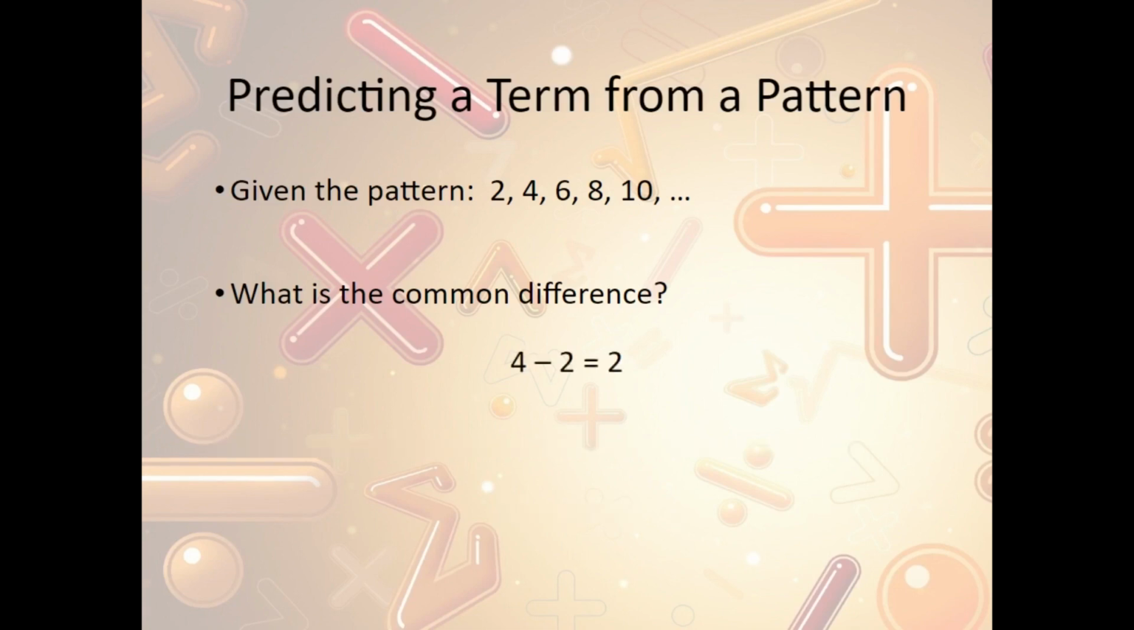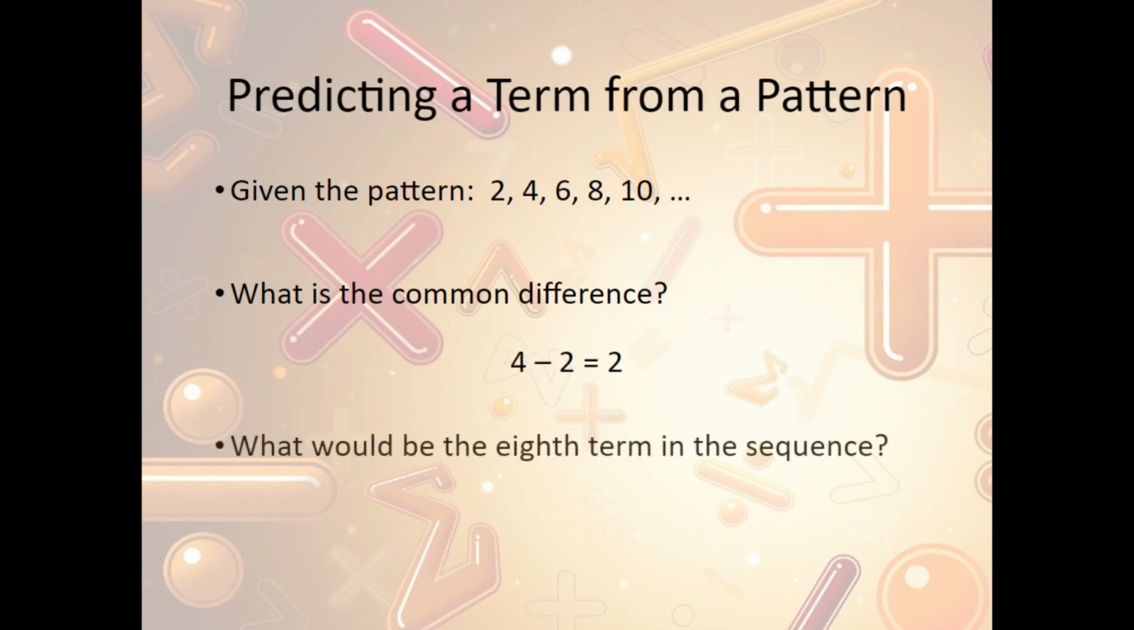Again, we have a situation where we know the common difference is 2. Now, what if I asked, what is the 8th term? So we have 1 term, 2, 3, 4, 5. So we need 3 terms later. So we're going to go ahead and add 3 terms. So we add 2 and 2 and 2, and we get 16. So we know that the 8th term would be 16.